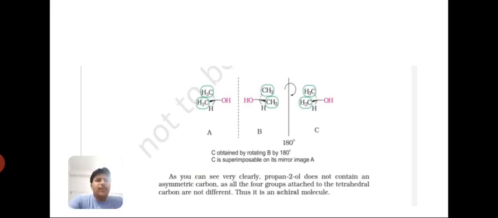Here is the structure of propan-2-ol. Here we can see two similar groups, the methyl groups, are present on the central carbon. That's why it is not considered a chiral molecule, and you can see that structure C is similar, that is, superimposable with A.